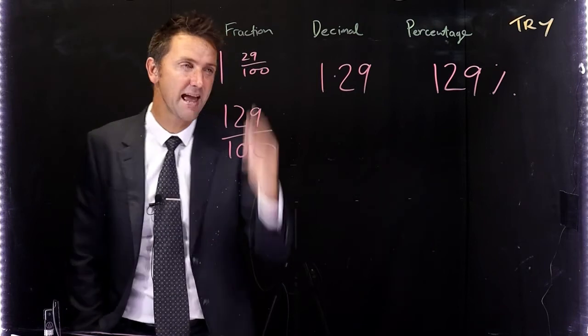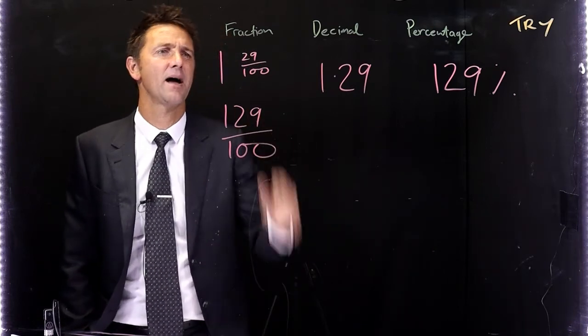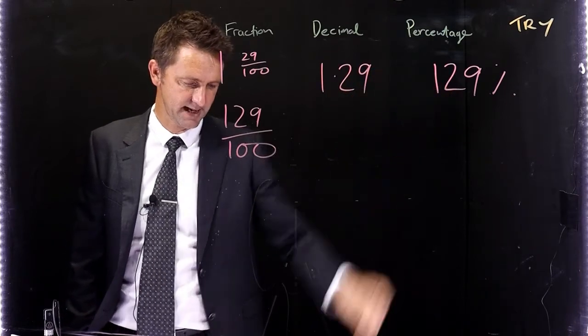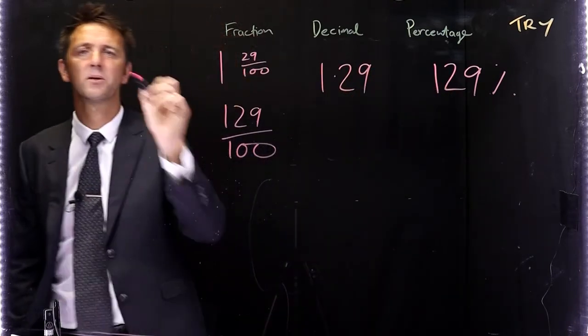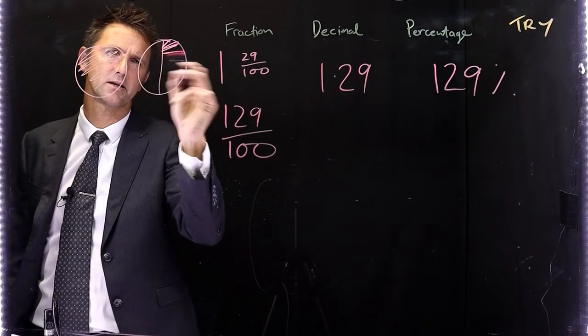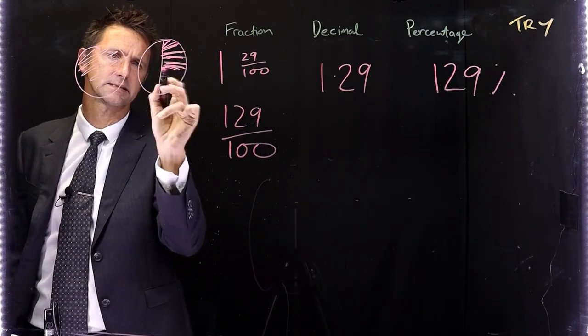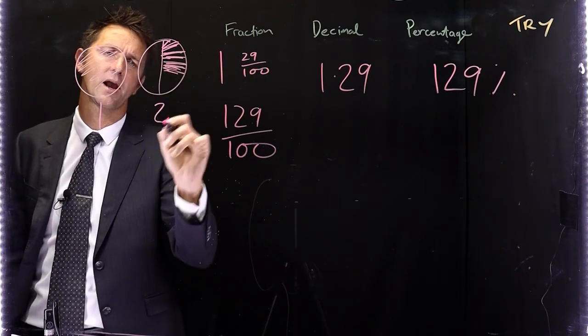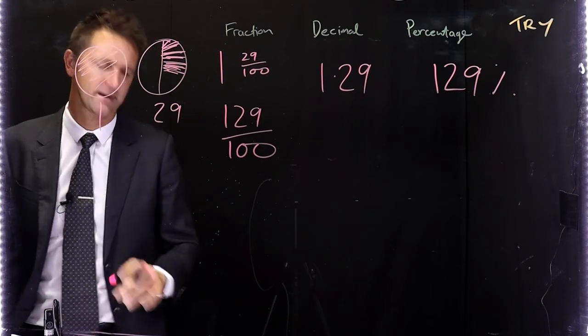And I hope you can see you've got another equivalent fraction, equivalent decimal, and equivalent percentage. And as a pizza pie, that would look like one whole pizza pie with about 29 other little pieces of the whole coloured in.